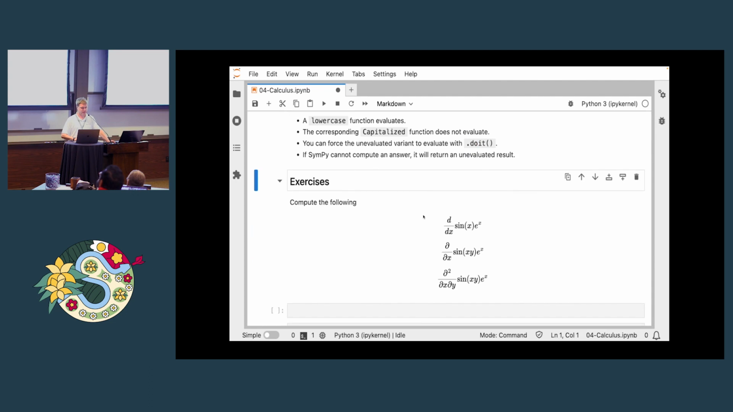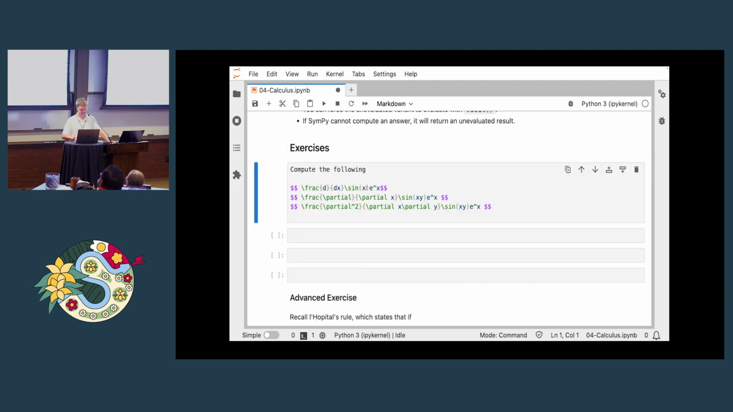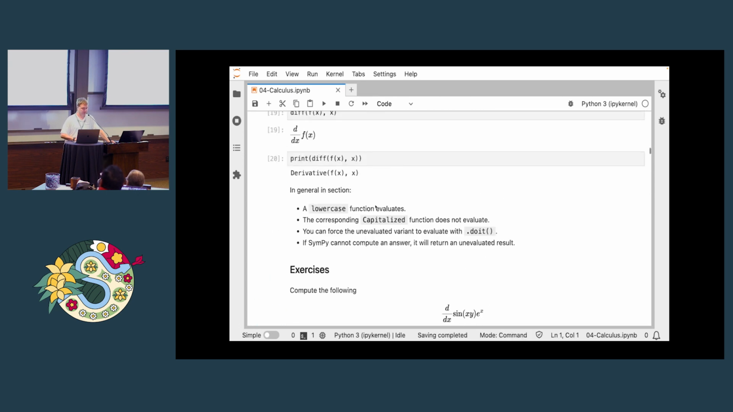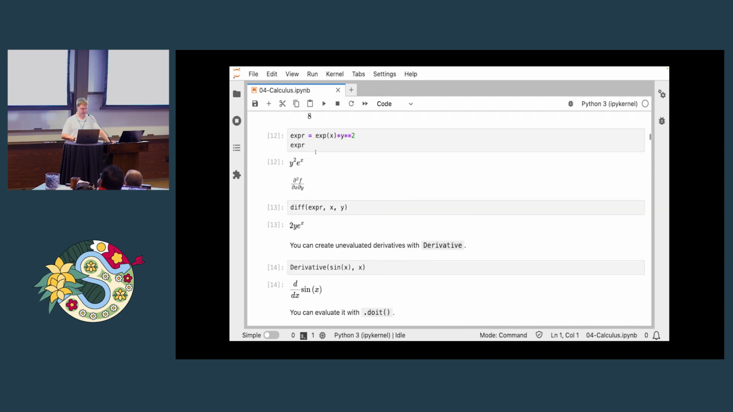So here are some exercises. Compute the following derivatives of these functions. I probably should have made these all the same. There's no different function for partial derivative. It's still diff. If you just give different variables that you're taking the derivative with respect to, it'll treat that as a partial. The diff function does both ordinary derivatives and partial derivatives. They're both basically computed in the same way, so they're not separated.